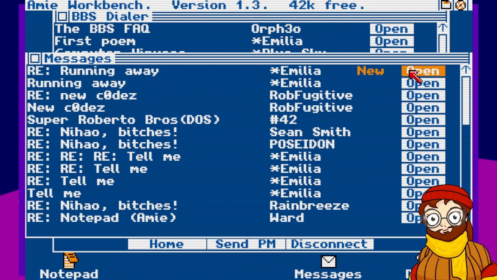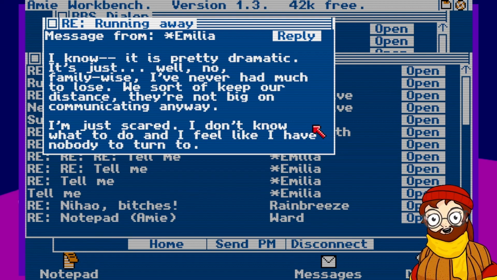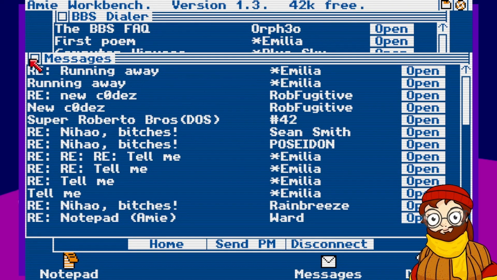Running away. I know, it is pretty dramatic. It's just, well, no. Family-wise, I've never had much to lose. We sort of keep our distance. They're not big on communication anyway. I'm just scared. I don't know what to do, and I feel like I have nobody to turn to.